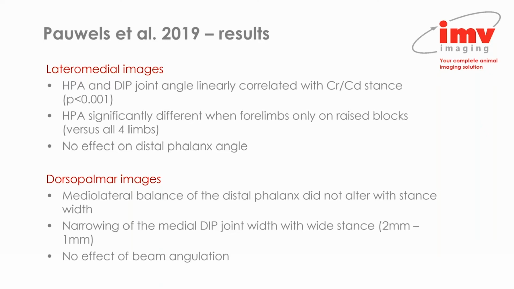In the dorsal palmar images in the 1 horse, the medial balance of the distal phalanx did not alter depending on the width of stance. However, narrowing of the medial aspect of the distal interphalangeal joint width occurred when the horse is positioned with the limbs wide, and there was no effect of beam angulation.